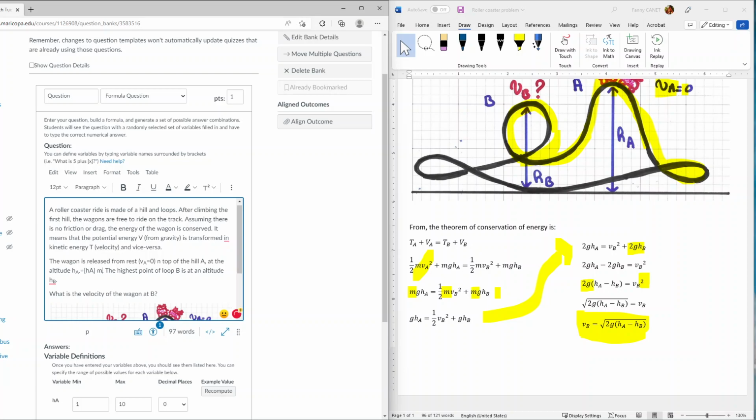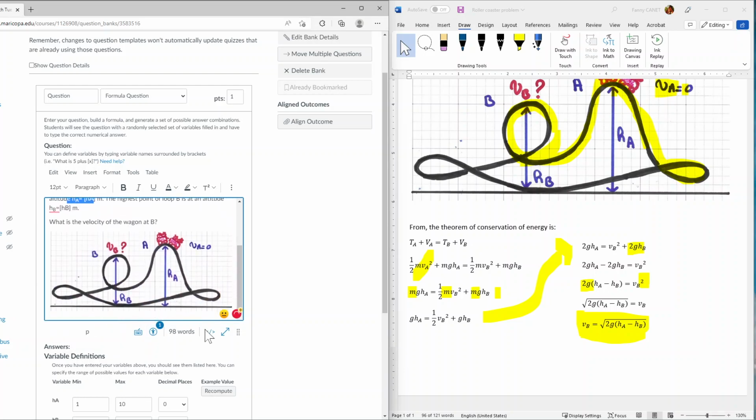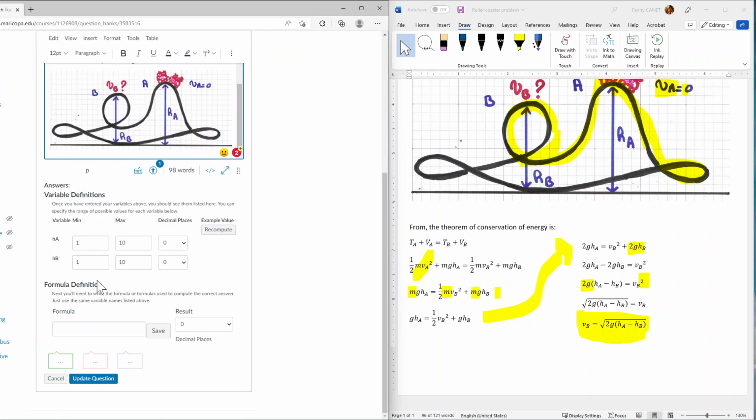So here, let me put it in, I don't know if you can see, I add the bracket, equal bracket HA, meter, and after the HB, I will go equal bracket HB, and meter. Okay, I will remove the point there. So now I have HA and HB here that are two parameters. Let's put 30 to 50, and this one, let's say, could be 10 to 20.